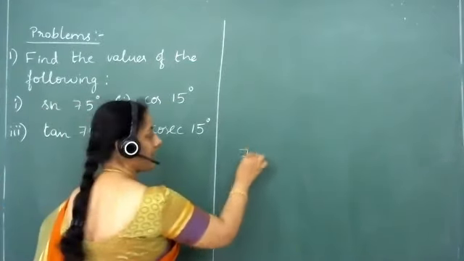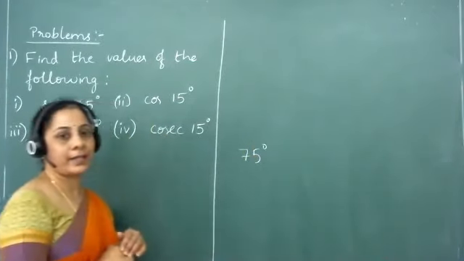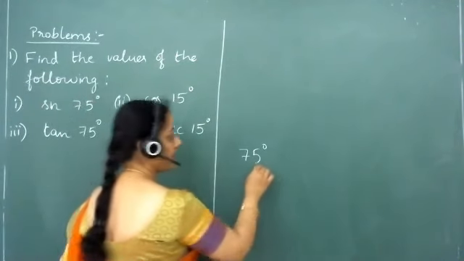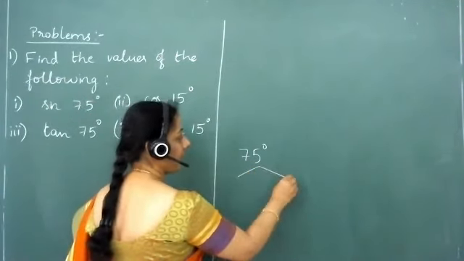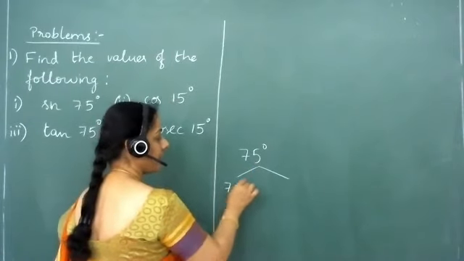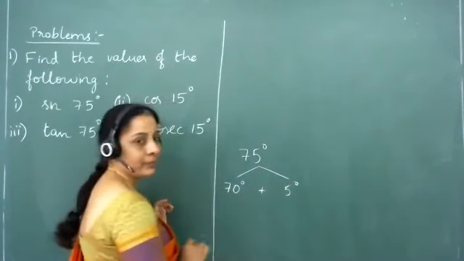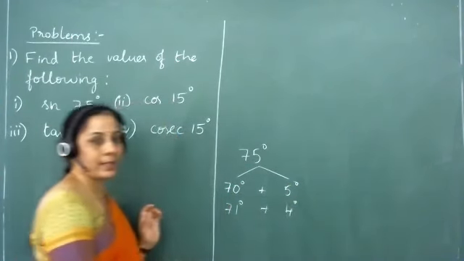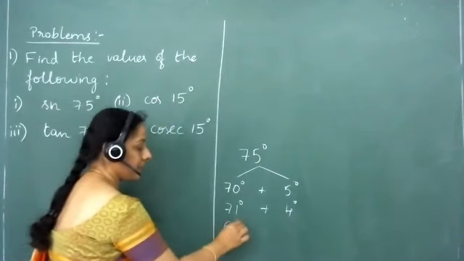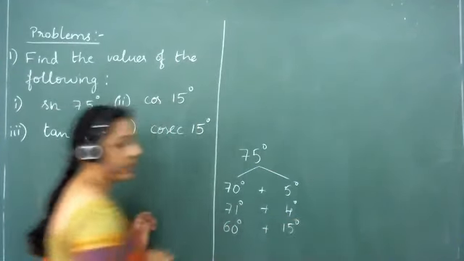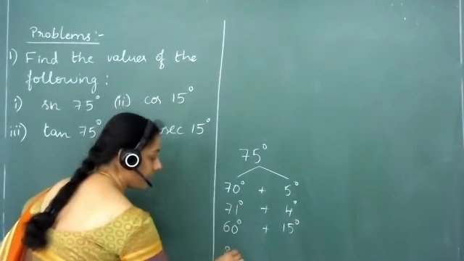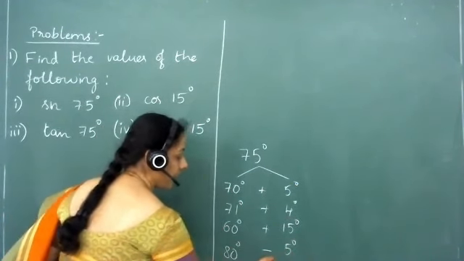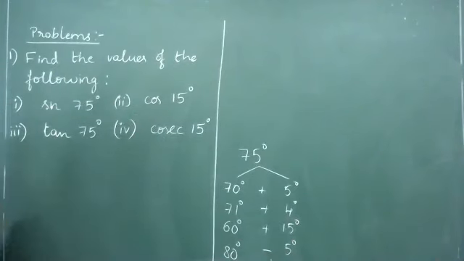See, there are various ways of splitting this first angle 75 degrees, isn't it? 75 degrees can be split in various ways. 75 degrees can be split as 70 degrees plus 5 degrees. It can also be taken as 71 degrees plus 4 degrees. It can also be taken as 60 degrees plus 15 degrees. It can be taken as 80 degrees minus 5 degrees. So we have here various combinations of splitting this particular angle 75 degrees.